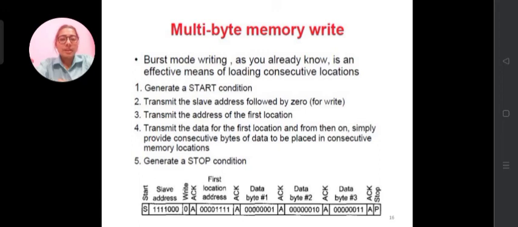First is the start bit, then slave address, write condition, acknowledgement bit, first location address, acknowledgement bit, data byte 1, acknowledgement bit, data byte 2, acknowledgement bit, and data byte 3, acknowledgement bit, and last is the stop bit.